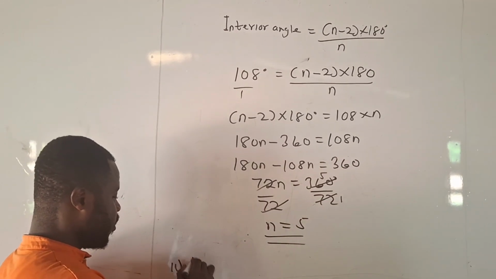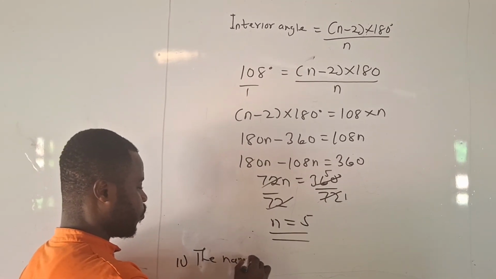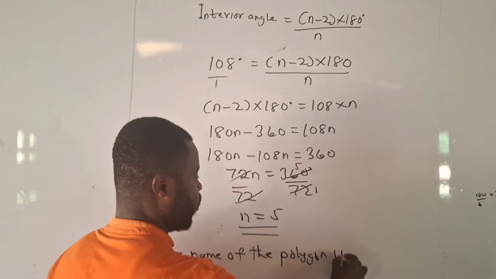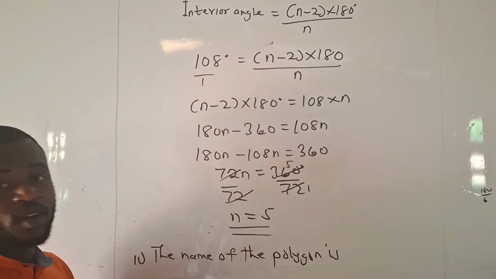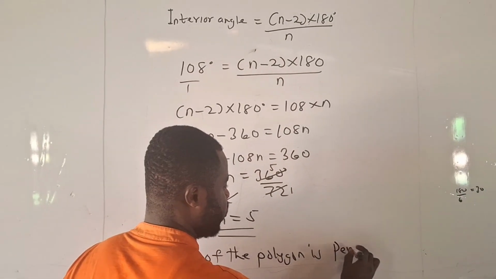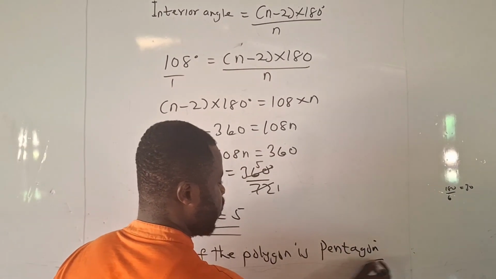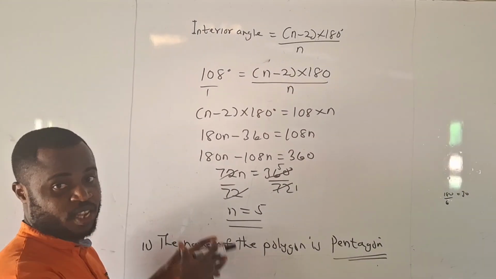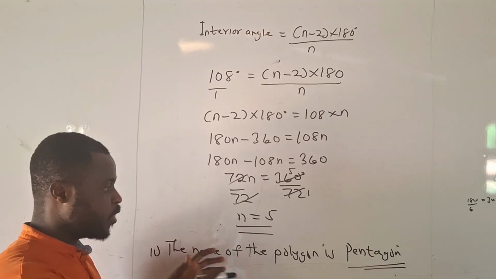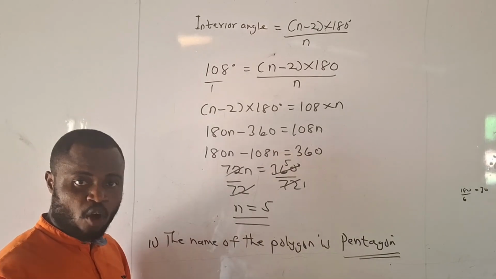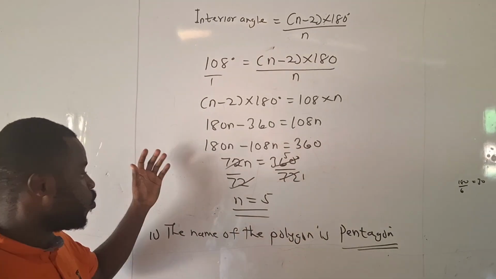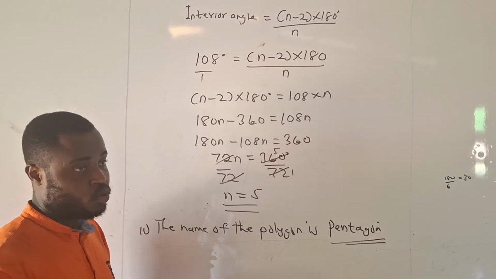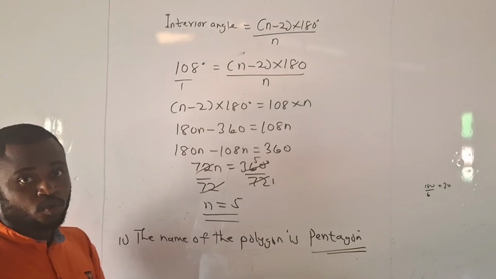So the name of the polygon, a 5-sided polygon. What is the name? It's a pentagon. So this is a 3-in-1 question. You should get the number of sides correct, then you should know the name of the polygon. In the introductory video, I mentioned the names of the polygons with their sides. So in part 1 of the video, you can just go and check.